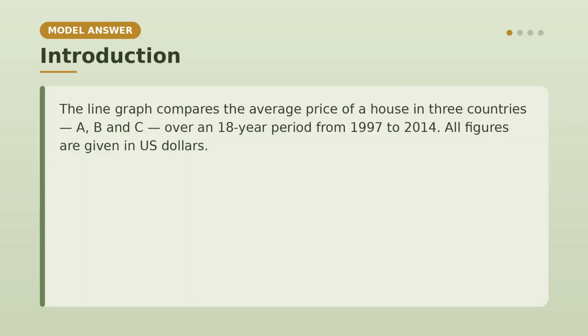Now the model answer. The introduction. The line graph compares the average price of a house in 3 countries, A, B, and C, over an 18-year period from 1997 to 2014. All figures are given in US dollars.